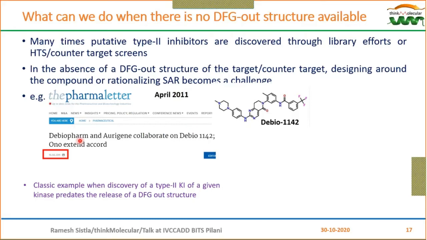This origin DBO farm, they collaborated on this compound DBO 1.4. I'm not very interested in what happened with the compound, but if you look at the structure of this compound, this happened somewhere around April 2011 on public domain data. You see, it has a very typical type 2 motif attached to that. Those of you who have attended my other talks in other forums would know.